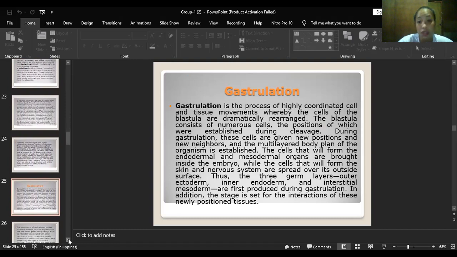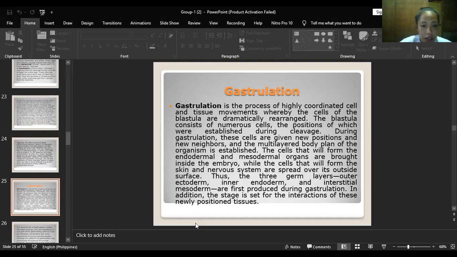The gastrulation stage. Gastrulation is the process of highly coordinated cell and tissue movements whereby the cells of the blastula are dramatically rearranged. The next stage of this is the conception of the body plan. The cells within the blastula structure are rearranged to finally form three distinctive layers of cells, a process we call gastrulation.